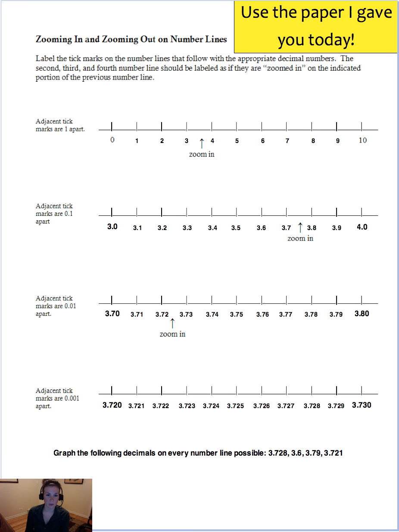All right, continuing on with plotting numbers on a number line. Now that I have all my number lines created, I can do the bottom down here that says graph the following decimals on every number line possible. It says possible because you'll see as we do these examples that some of these numbers cannot be plotted on these number lines because they're not looking at that portion of the number line.